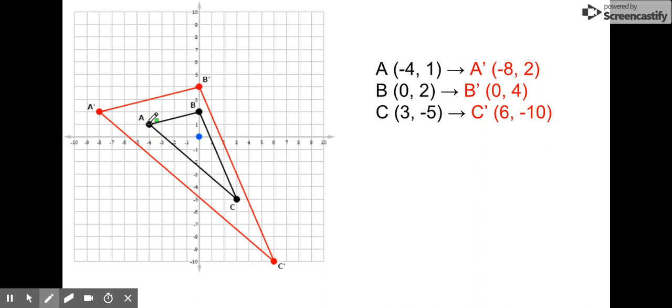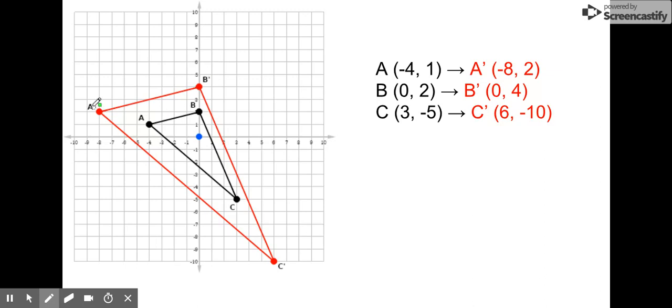We also know that A to B is a certain distance, and the distance from A prime to B prime is twice that length because our scale factor was 2. Same thing, B to C versus B prime to C prime. B prime to C prime is now twice the length of B to C. And the same holds for A prime to C prime compared to A to C.